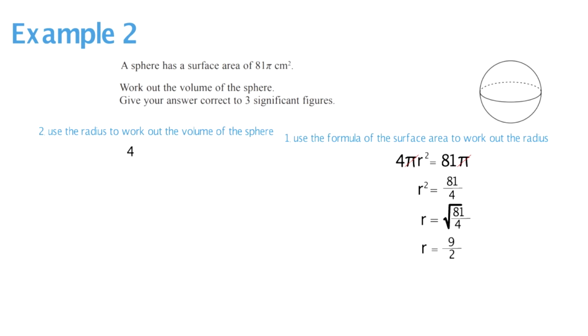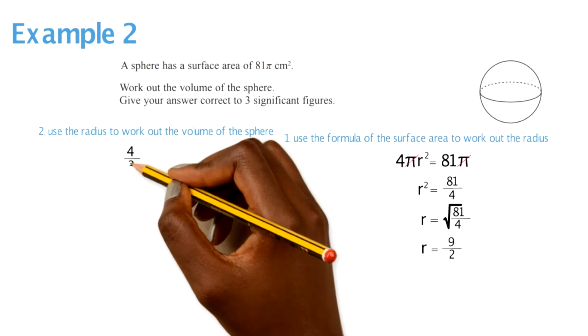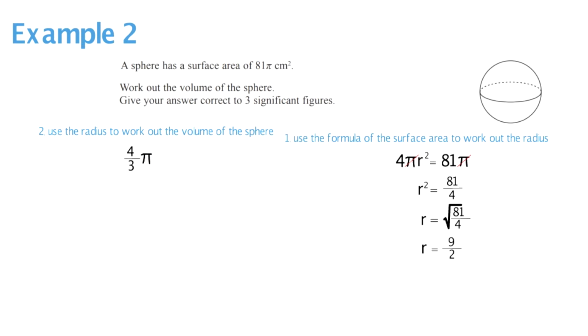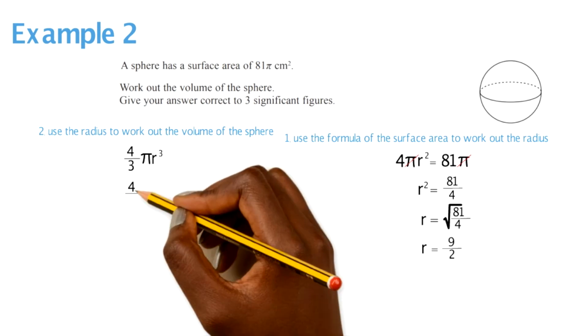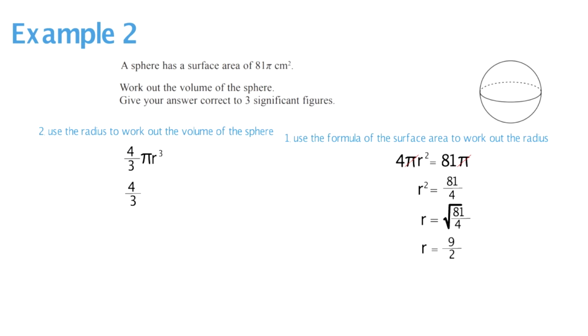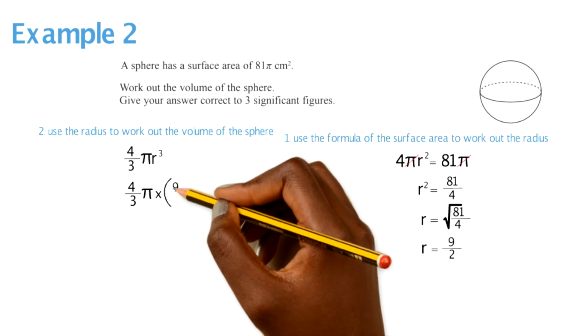So now that we have our radius, we can now substitute that value into the formula for the volume of a sphere, which as mentioned was 4 over 3 pi r cubed. So that would be 4 over 3 multiplied by pi multiplied by 9 over 2 cubed. Remember, it's the r cubed first, then multiply that by everything else. See if you can work this out before the answer shows up on the screen. You can even pause it to give yourself time to work it out.